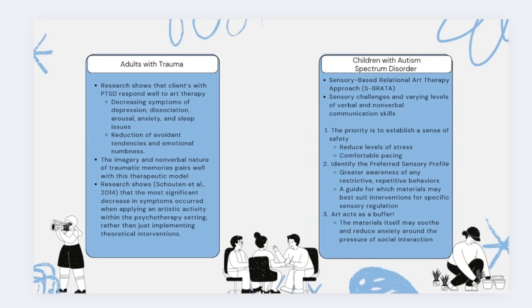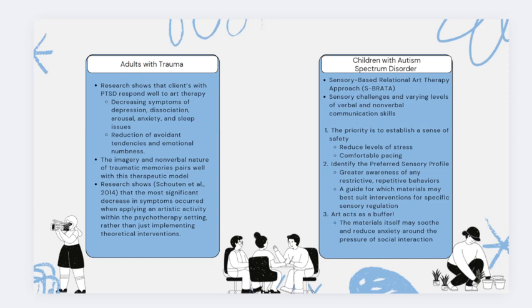Additionally, children with autism have also had a positive response to art therapy practice, and we see this in the sensory-based relational art therapy approach, which is the S-BRATA. This theoretical approach really focuses on the sensory challenges of the child, and it identifies the varying levels of verbal and nonverbal communication skills, and you use those art techniques to strengthen some areas where we want to see growth, we want to see improvement.